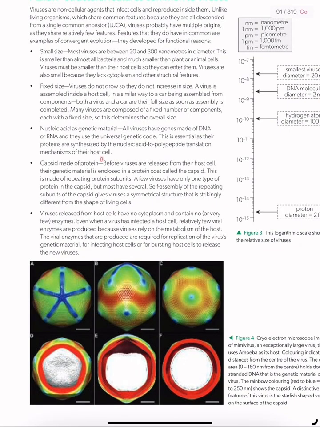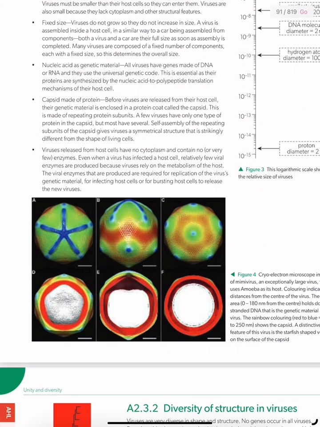Viruses have capsids made of protein. So before they're released from their host cell, their genetic material is enclosed in a protein coat called the capsid. And this is made of repeating protein subunits. Viruses released from host cells have no cytoplasm and contain no or very few enzymes.